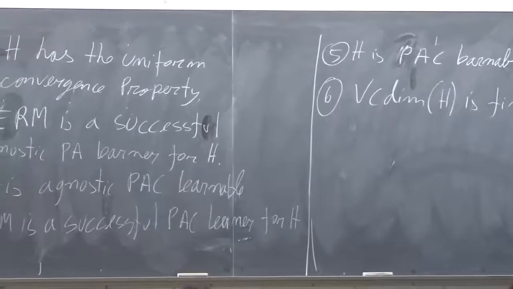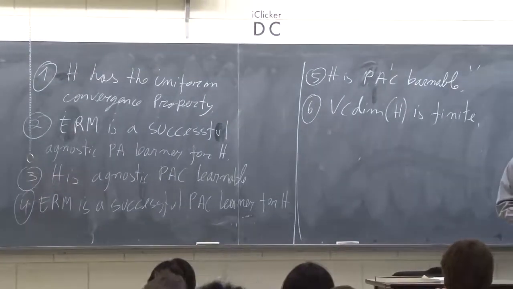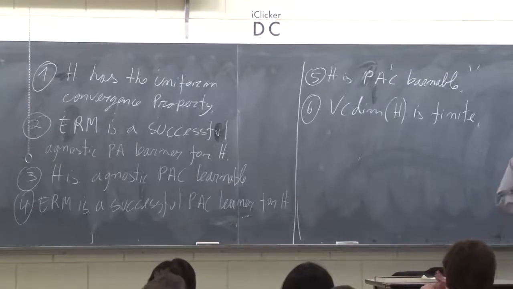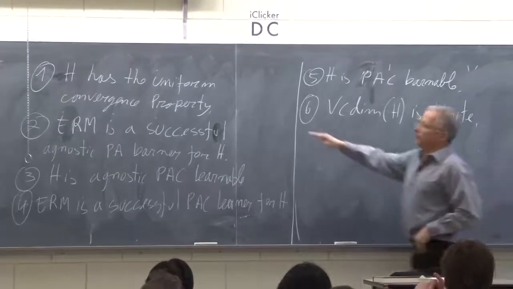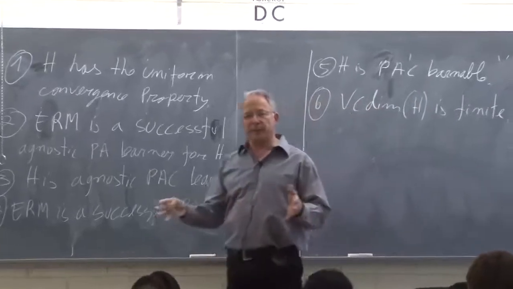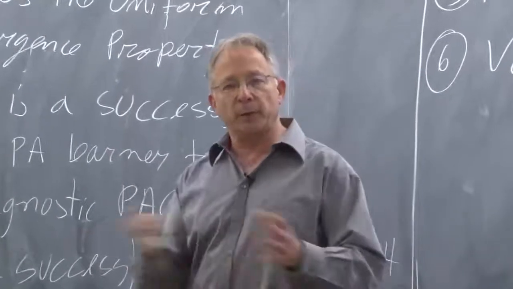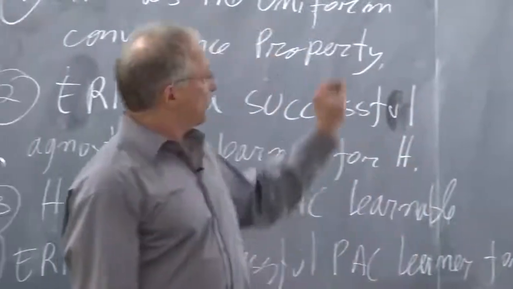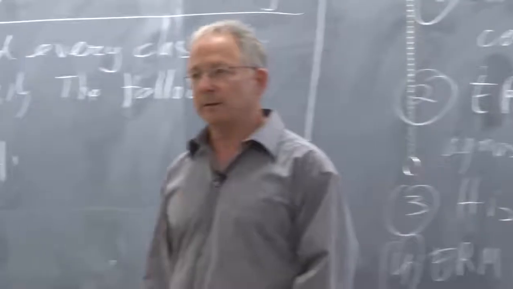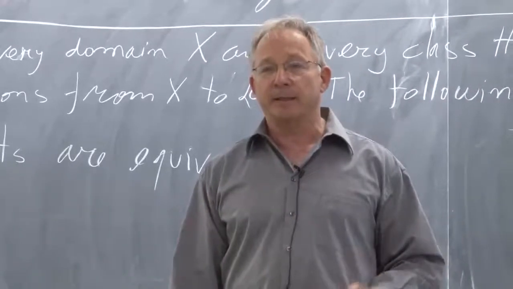Agnostic PAC, the success of an ERM algorithm, either in the agnostic case or in the PAC sense, and the uniform convergence property, the property that large enough samples are guaranteed to be epsilon representative. All of those properties are captured by the VC dimension. So that's why we call it the fundamental theorem of statistical machine learning.